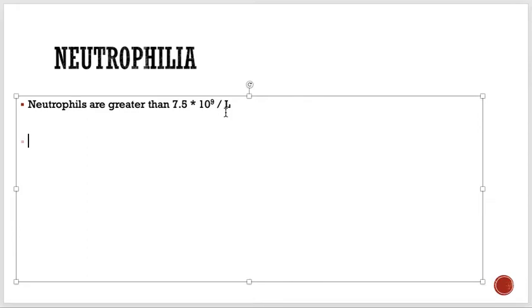In which conditions are neutrophils going to rise? Common causes of neutrophilia, which means the neutrophils are raised in the blood. There are many. The most important one is bacterial infection. Whenever there is a bacterial infection in the body, neutrophils are going to be raised in the blood.